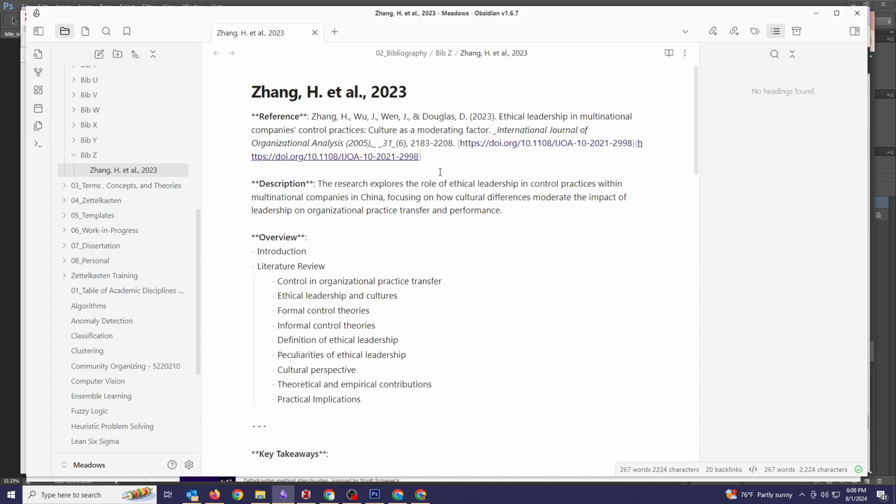We identified formal control theories and informal control theories. That caught our attention. So did the definition of ethical leadership and that really odd phrase of peculiarities of ethical leadership. Cultural perspective, because again, that ties to the abstract and the overarching theme of the research itself. And then theoretical and empirical contributions, as well as the practical implications.